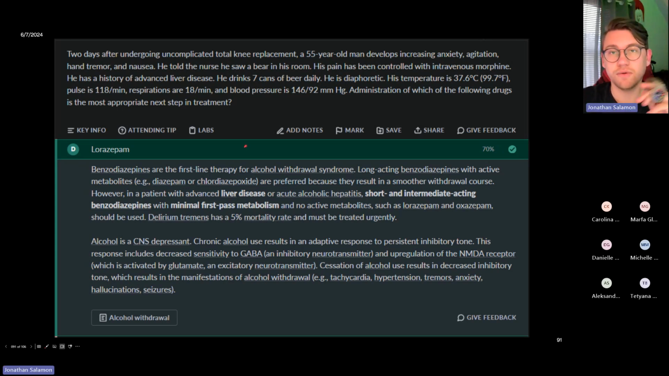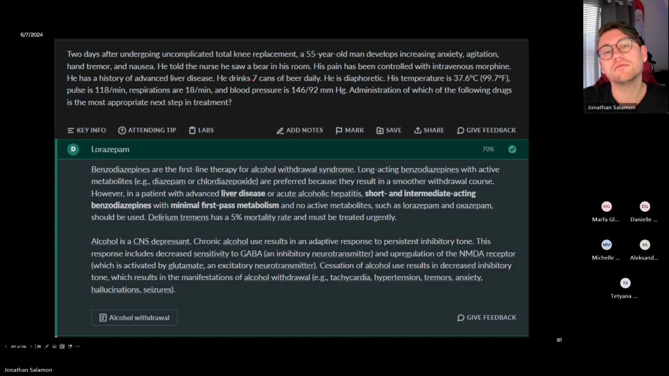This is what I was talking about, right? Advanced stage liver disease. Been in the hospital for a couple of days. Not gonna be able to drink while he's in the hospital, right? So he's gonna have withdrawals, right? Acute withdrawals of the benzo.